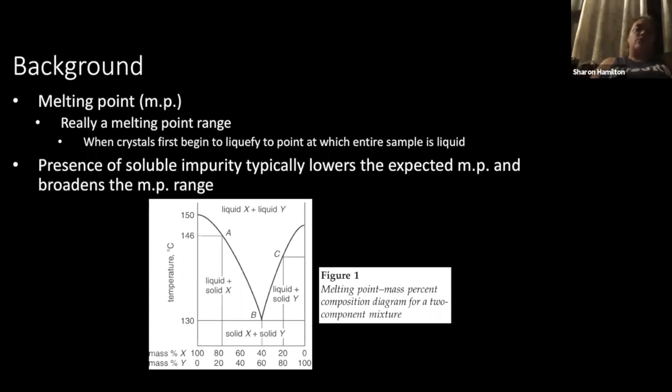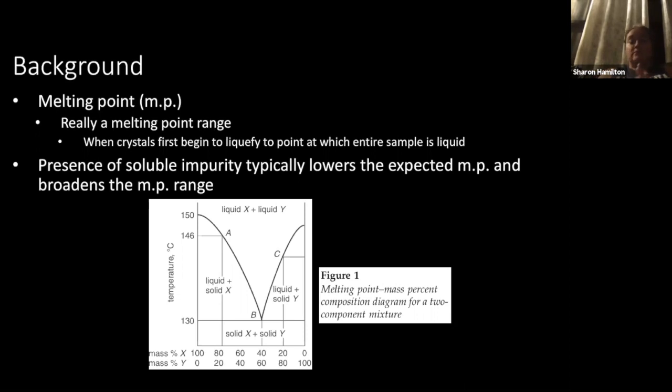Just as a reminder, remember that melting points, which may be abbreviated MP throughout the slides, isn't really one single number, it's actually a range. So to properly record this, when crystals first begin to liquefy in this experiment, that's the low point of your melting point range. And once the entire sample is liquid, that is the higher value within your range. And you will need to report both of these to correctly let me and your TA know what your melting point range of the sample is.